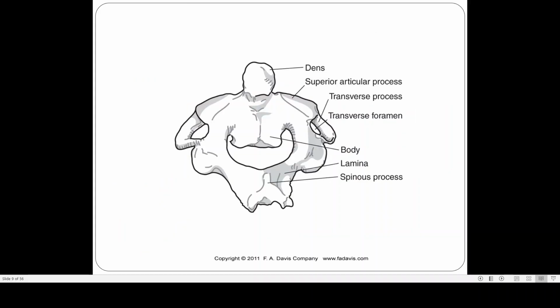This is going to be C2, or axis. Axis is going to have that superior protrusion of the odontoid process, or we simply call it the dens. We have a transverse process. We have a spinous process, but still a slightly different shape than the other vertebra.